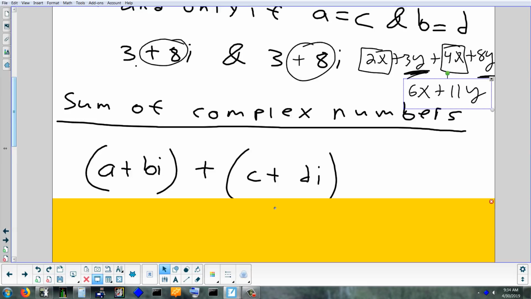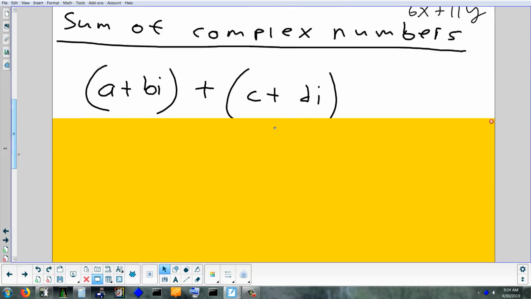Now, can I combine 6 and 11 and say 17? No. Why not? Because one's an x, one's a y. They're not like terms. Okay? Same thing with a real and an imaginary. One's a real, one's an imaginary. You can't add 3 plus 8 and say 11. That's real, that's imaginary. They don't go together any more than that.